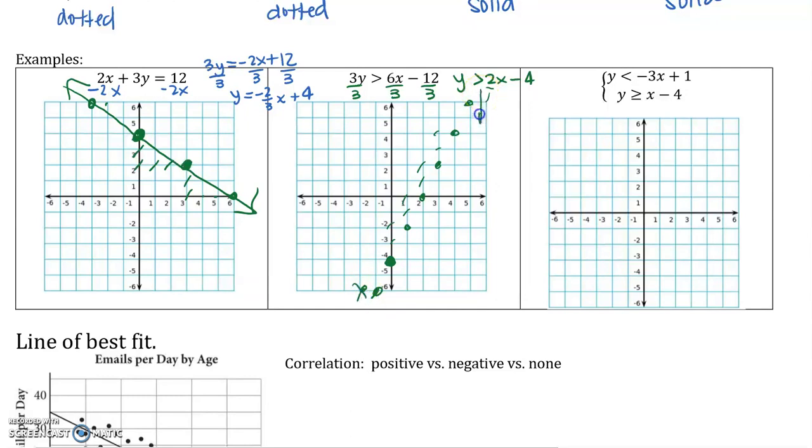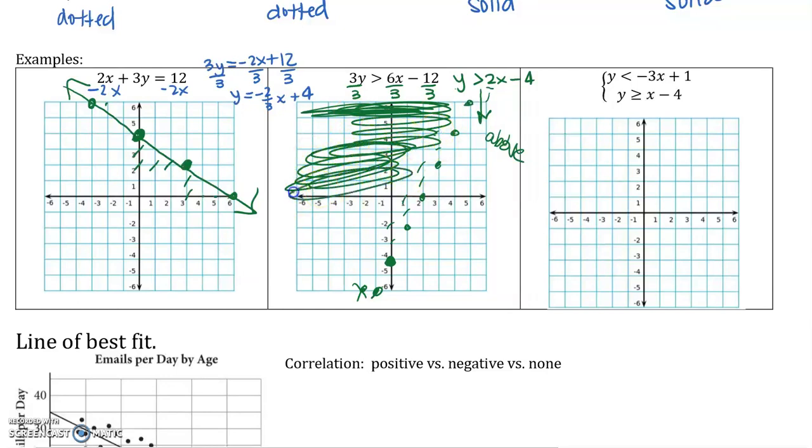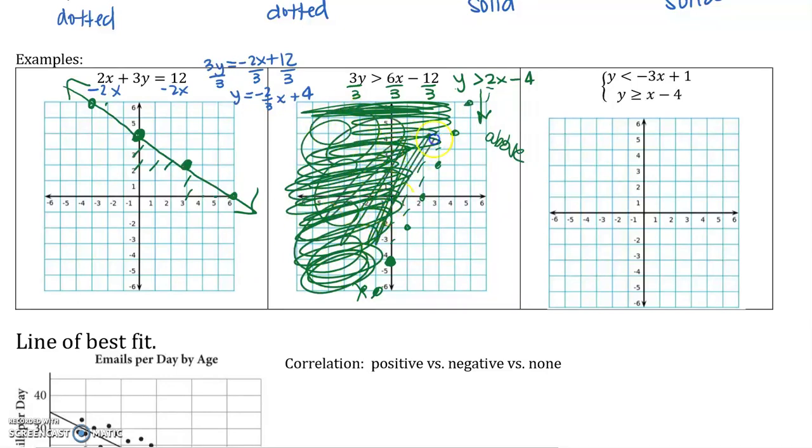Now I have to decide. Looking here, y is greater than, so that means I'm above my line. So you have to shade above your line. You also have to decide whether this line is dotted or solid. Since it's not equal to, it's dotted. And so you connect your dots with a dotted line.